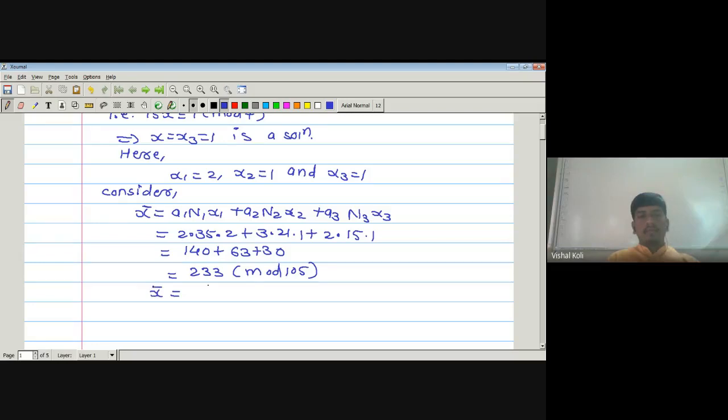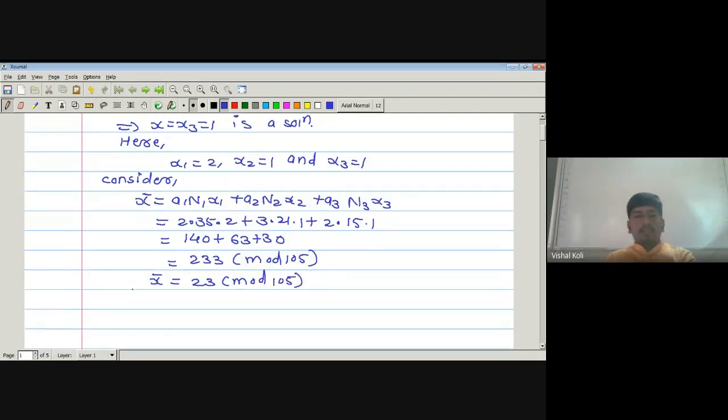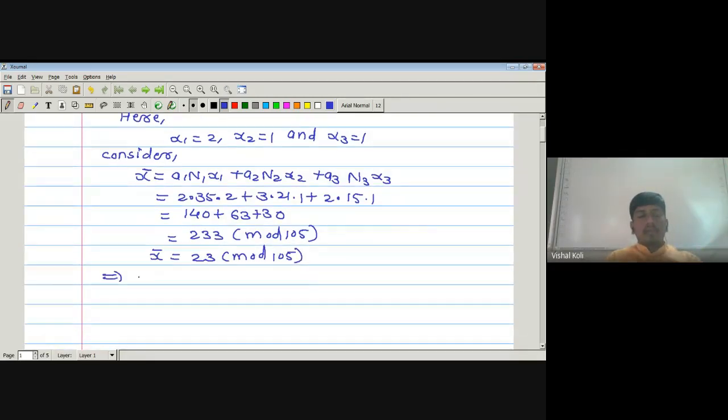We have to divide this number by 105 and the remainder is nothing but 23 modulo 105. Which implies x bar equal to 23 is a simultaneous solution of the given system of linear congruences.